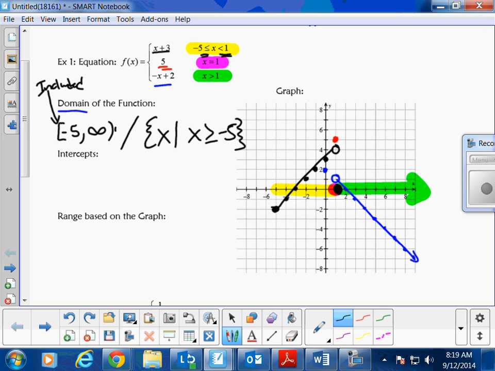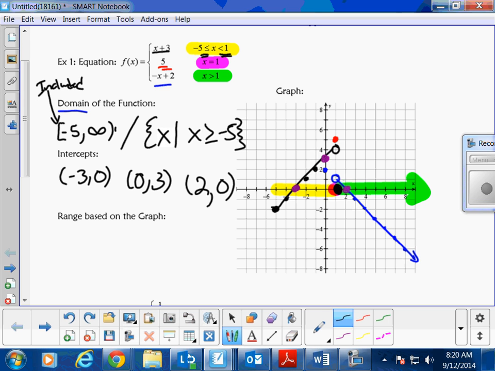Now let's talk about the intercepts. There are 3 places that this line intercepts, and I'll put them in purple: here, here, and here. So I'll have 3 points: (-3, 0), (0, 3), well, not value, point, and (0.20). Those are my 3 locations where I have these intercepts.